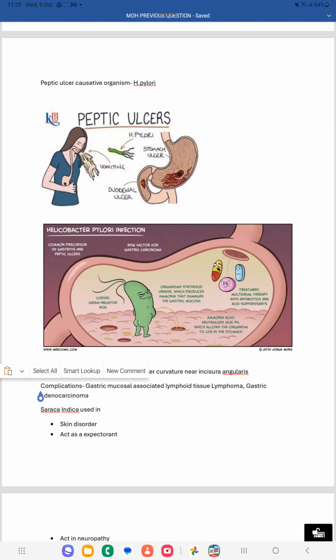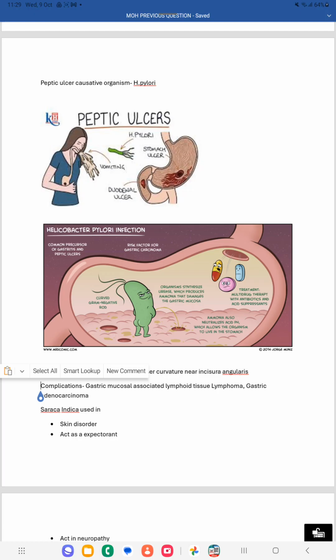So we will be discussing the next set of previous questions which were asked in the MOH. The first question: what is the causative organism which is causing peptic ulcer? The most common organism causing peptic ulcer is H. pylori, Helicobacter pylori. That is the major reason causing peptic ulcer.